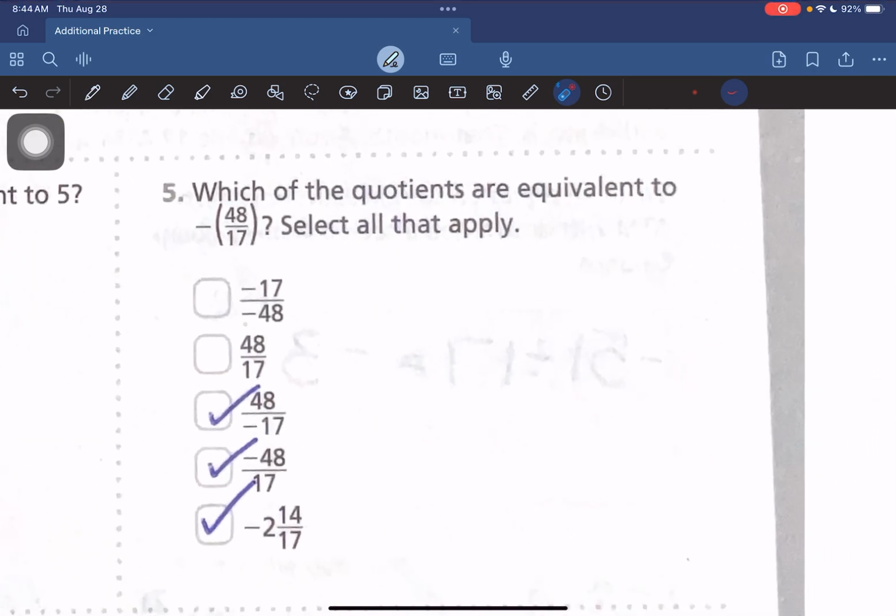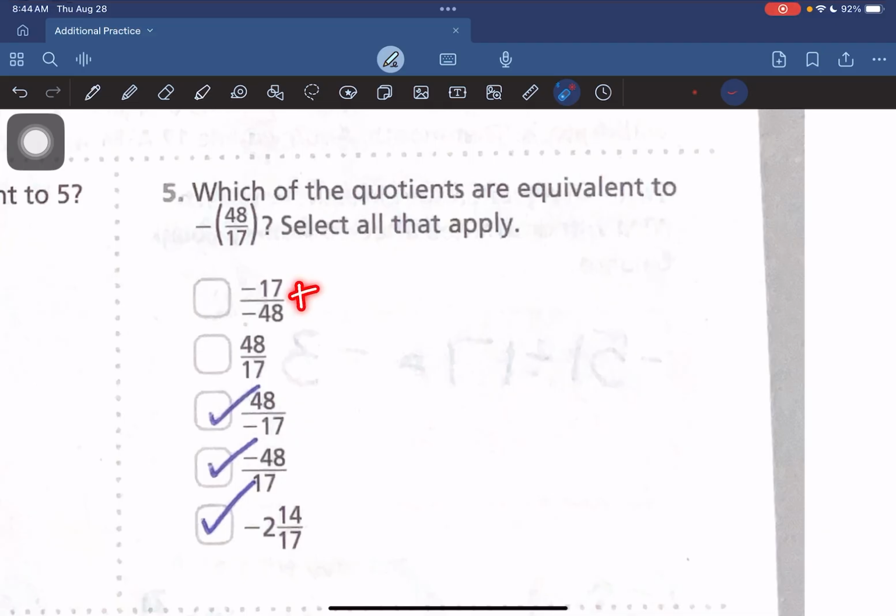Which of these are equivalent to negative 48 divided by 17? Here, what's happening on the inside is going to be a positive answer because there's no negatives inside these parentheses. They're not absolute value bars, they are parentheses. However, whatever happens on the inside is then going to be affected by the negative on the outside. So we are still looking for a negative answer.